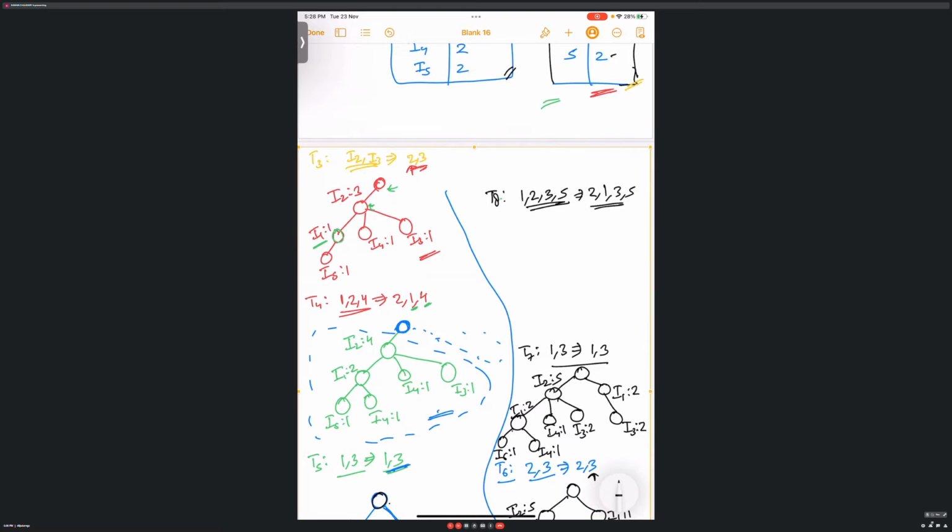So here I have access to 2. Okay. So this time I2 will become 6. Here I have access to 1. Yes.